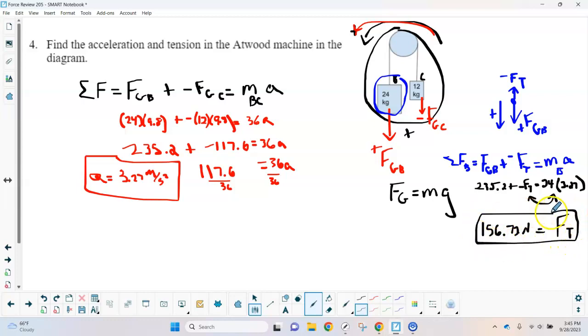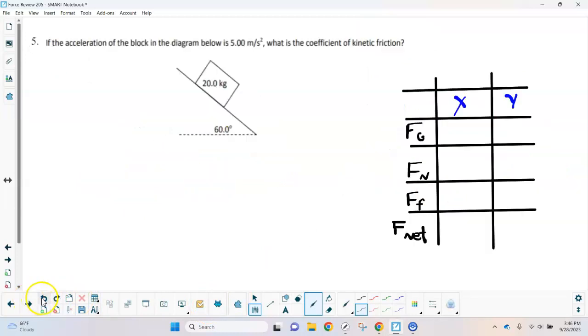If you wanted to check it, you could do this tension pulling up on this side minus the gravity going down, so it'd be like the 156.72 minus the 117.6, and then set it equal to 12A and solve for A, and you'll get the same acceleration. So it does work out. I did check it. So the next one we got is our incline problem.